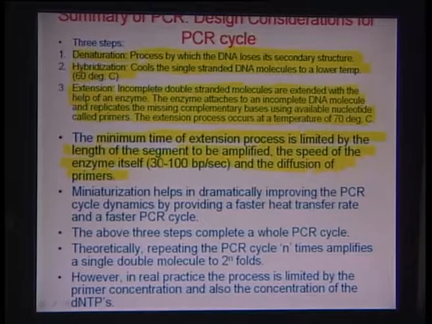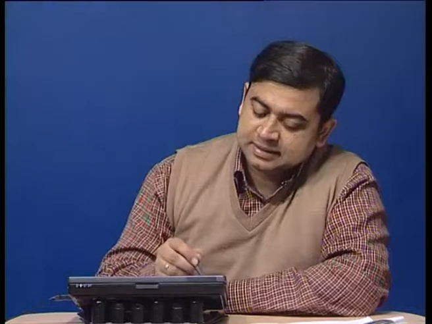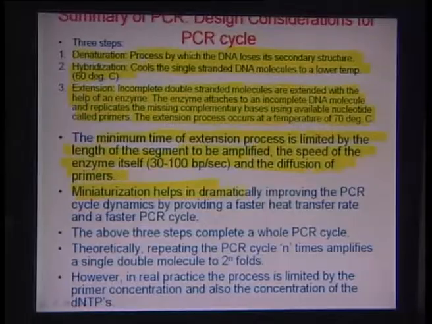So there are two aspects: one is the enzyme, the rate at which it sutures, and another is the diffusion of primers and other moieties like the dNTPs or the ionic transport across the solution which maintains a certain pH, and so on and so forth. Miniaturization definitely helps in dramatically improving the PCR cycle dynamics by providing a faster heat transfer rate, as we have already talked about, and so there will almost always be a faster PCR cycle time because of this miniaturization, and the above 3 steps complete a whole PCR cycle.